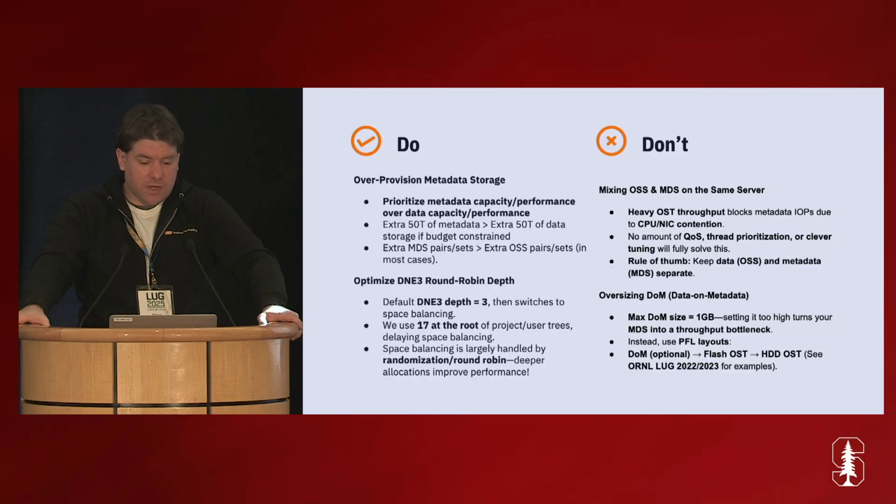And this next point about data on metadata is kind of related. You might say it would be interesting to have a larger data on metadata stripe, because we can put a lot more blocks on flash. What you do is you turn your MDS into an OSS by doing that. You should be trying to keep IOPS off of your spinning disks, not trying to get a lot of throughput on your metadata servers. A good example is the Oak Ridge PFL setup. It's data on metadata, a small PFL stripe on flash, and then everything else on large OSTs.